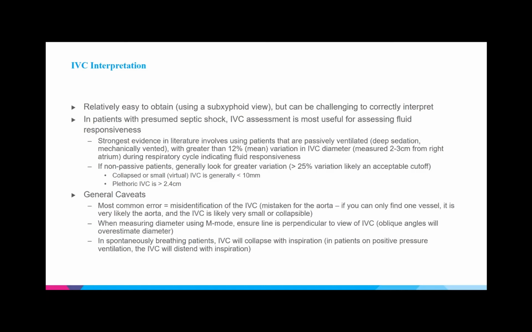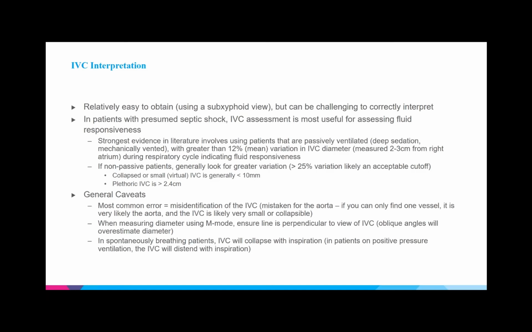And what classifies a small or collapsible IVC is generally if it's less than a centimeter, so if it's 10 millimeters or less, and then a plump or plethoric IVC is going to be greater than 2.4 centimeters. In terms of some general caveats, the most common error would be misidentifying the IVC. So a lot of times if you only see one vessel, it's going to be the aorta. So keep that in mind when you're looking.